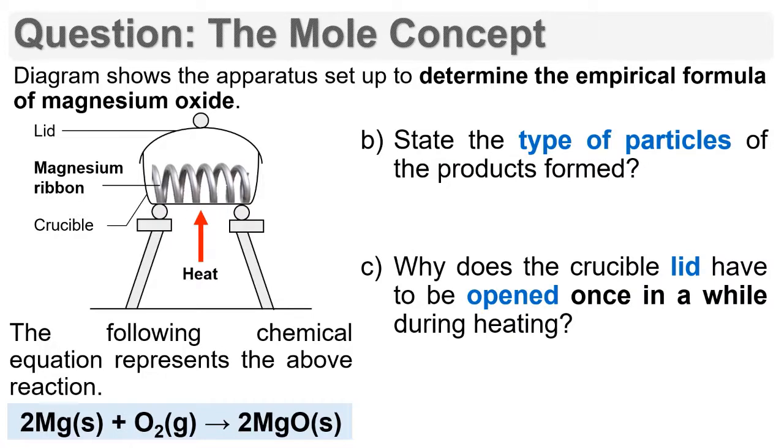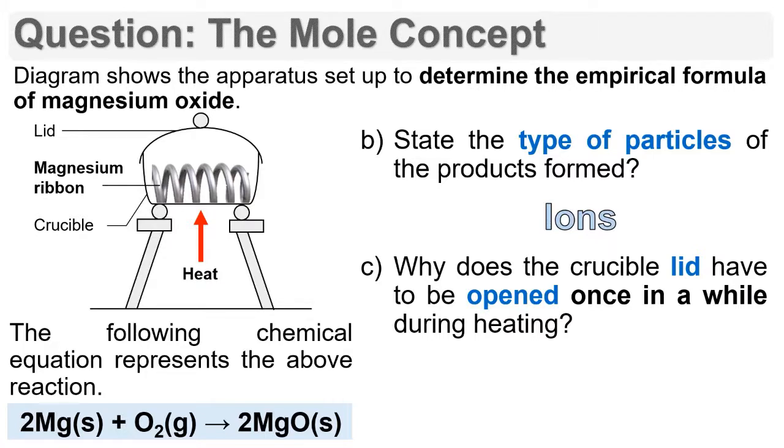B. State the type of particles of the products formed. The product is magnesium oxide, which is an ionic compound consisting of magnesium ion Mg2+ and oxide ion O2-. Therefore, the particles present are ions.